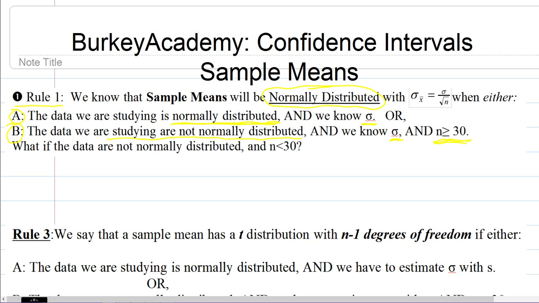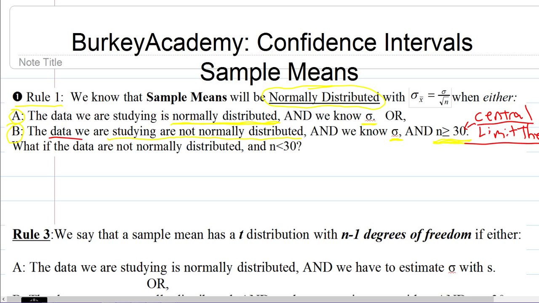And why does a large enough sample size make the sample means have an approximately normal distribution? That is due to the central limit theorem. The central limit theorem says that with large sample sizes, averages will have a normal distribution. So this is the central limit theorem coming into play. All it says is that with large enough samples, sample means will have a normal, or approximately normal, distribution. The bigger the sample size, the better, when you're studying something where the original data are not normally distributed.